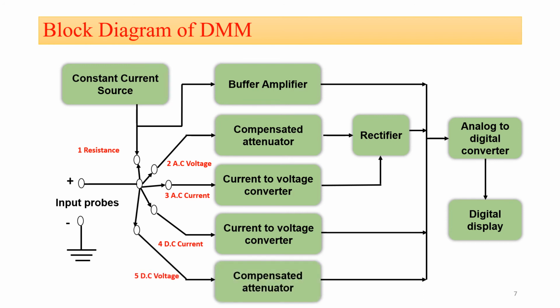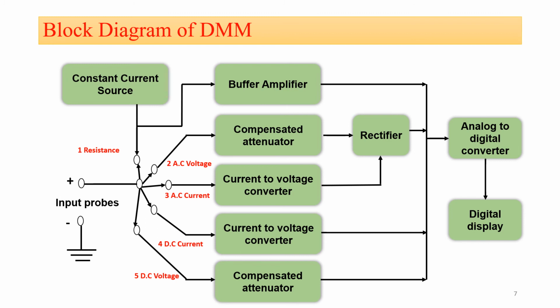And the last parameter, that is DC voltage. Now how to calculate DC voltage by using our digital multimeter. Now to calculate the DC voltage, the rotary switch is in position 5 and the unknown voltage is applied across the input probes, and it is attenuated and directly given to the analog to digital converter without any rectification. Again, as the input parameter is the DC voltage, that's why we don't require the rectification. That's why the output of your compensated attenuator is directly applied to your analog to digital converter.